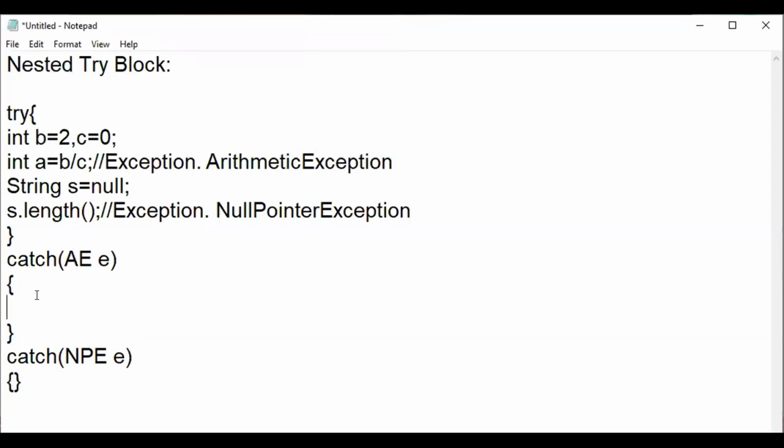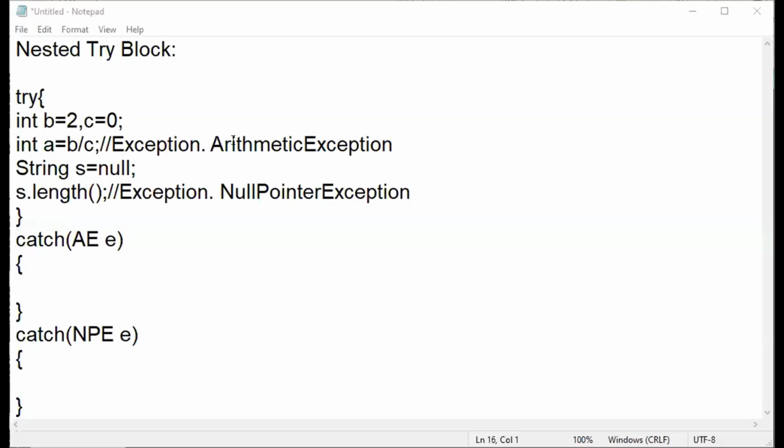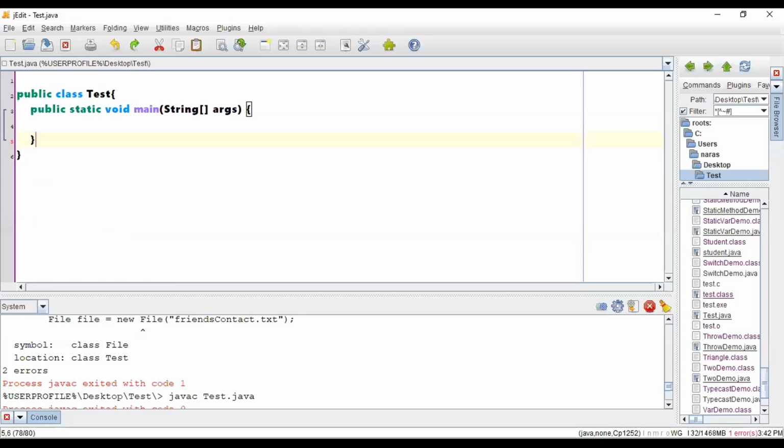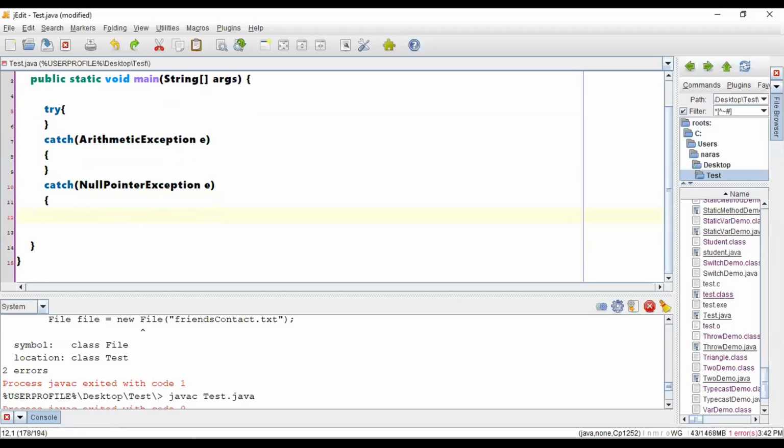So now my requirement is I want to handle both the things. Once an arithmetic exception occurs, I want to handle that in a catch block. Once a null pointer exception occurs, that also I want to handle with a catch block. How do I do this? Let me write it as a program and then I'll tell you my requirement. The try statement, and I have a catch block written for arithmetic exception and one more catch block written for a null pointer exception.